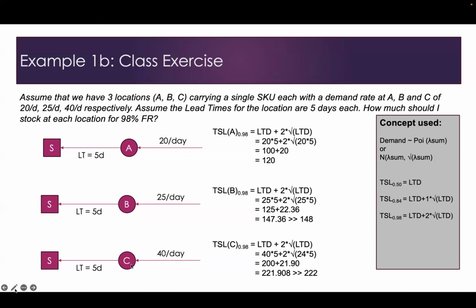The third one, we have 40 per day. So it's 40 times 5 plus 2 times... Okay, there's a typo again. Yeah, there is a typo there. Sorry, I'm probably using an older deck. But it's the same. The number is right, 21.90, because this part is right, and you get about 222.